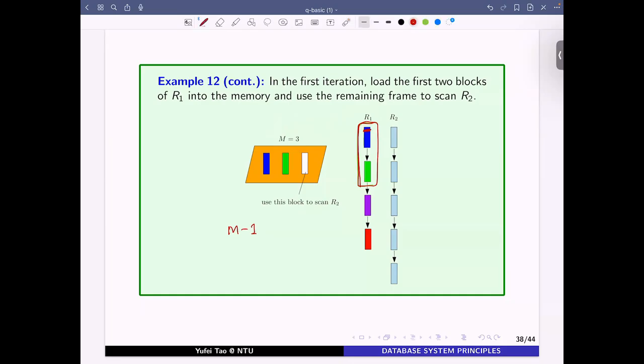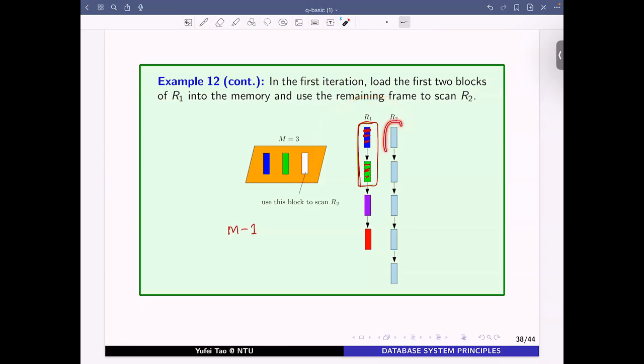So for this tuple T1 here, you want to scan the entire R2 to create all the possible handshakes with this tuple T1. But the thing is, as I said, you want to do batch processing. You want to combine the processing of multiple tuples from R1 together. So here, you use this remaining frame, which is in white.